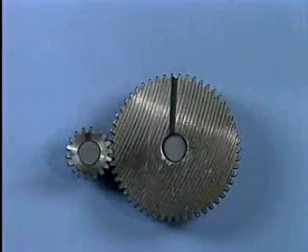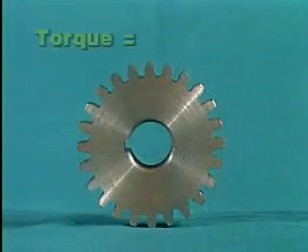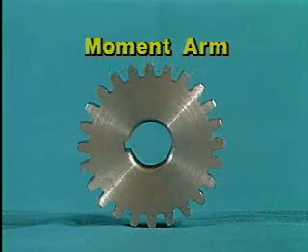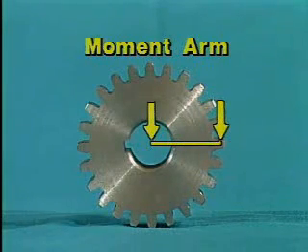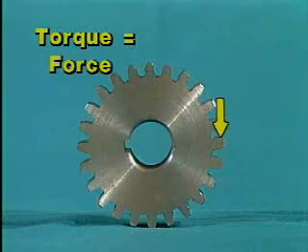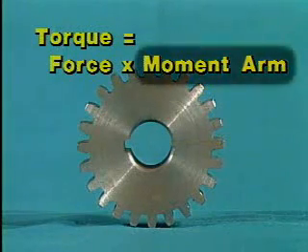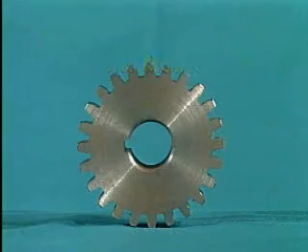Now, we've looked at speed and how it's affected by the size of the gears. Now we're going to look at torque. You'll recall that torque is a force that produces or tends to produce rotation. The torque that's produced by a gear is a product of force and the gear's moment arm. The term moment arm stands for the distance from the center of a gear's rotation to the point at which force is applied. So, torque equals the force that's applied to a gear times the gear's moment arm. This means that the longer a gear's moment arm, the greater the amount of torque that's produced for a given amount of force.